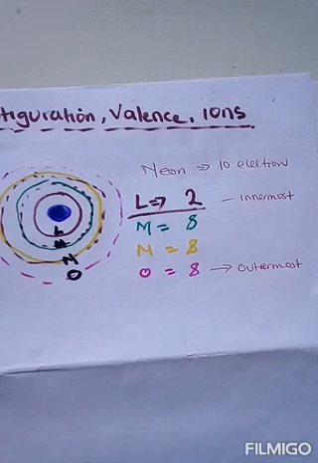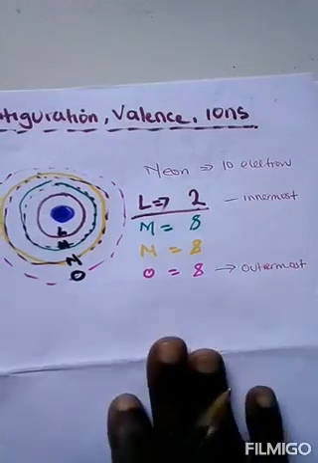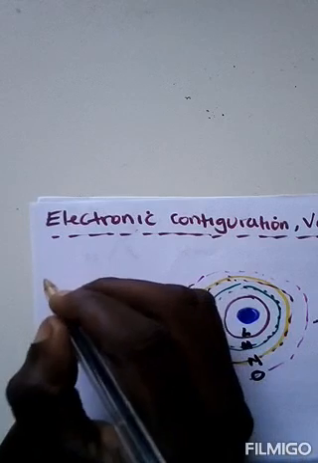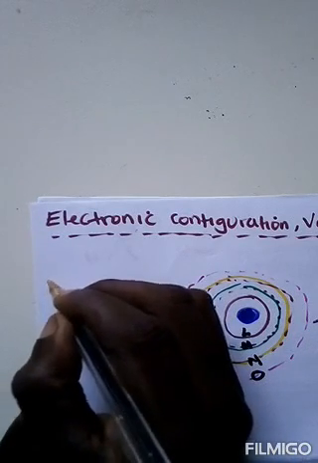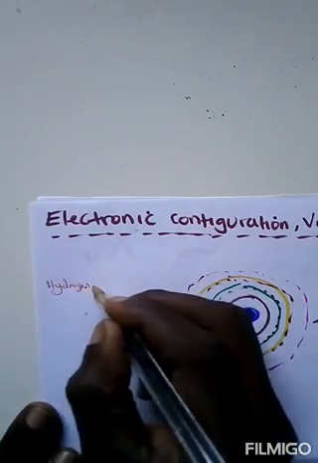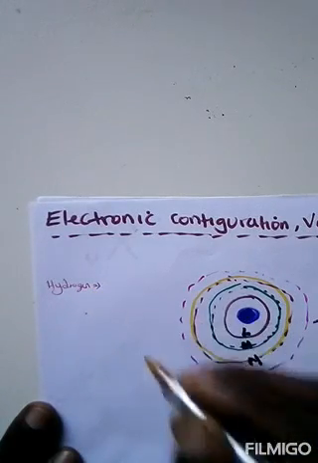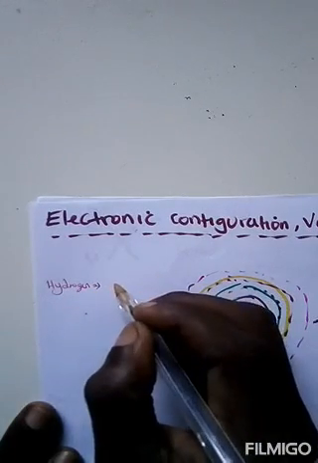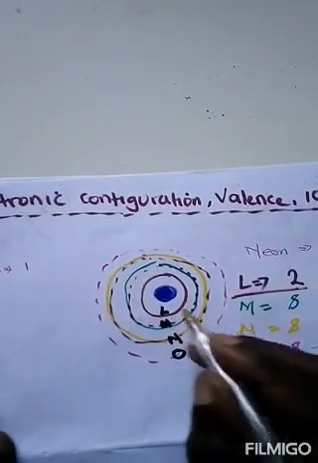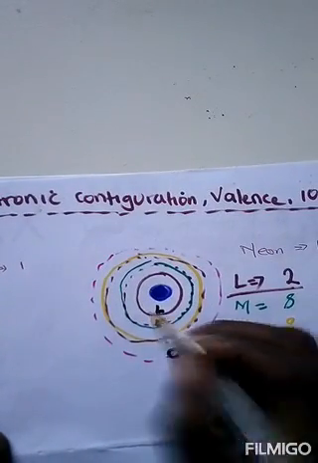So let's say, for instance, we want to write electronic configuration, which is just how the electrons are arranged. It's simple. Let's pick an element. Let's begin with the element hydrogen. Hydrogen has how many electrons? It is number 1, so it has 1 electron. So just write 1, because this electron will only be placed in this shell.